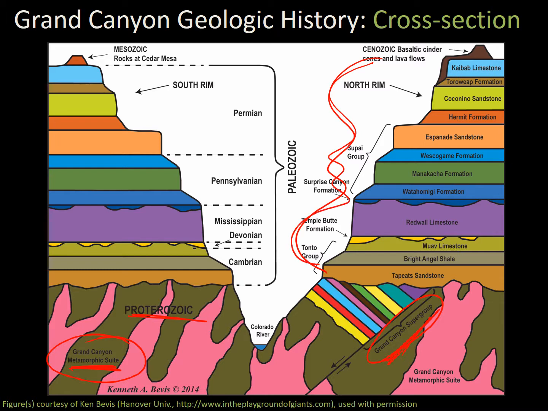Just one note about this diagram, it is not to scale. For example, the supergroup rocks, this suite of mostly sedimentary rocks, is over 12,000 feet thick, which is more than twice the thickness of the Paleozoic rocks. So there's a whole lot more supergroup rock down there than what this diagram shows.